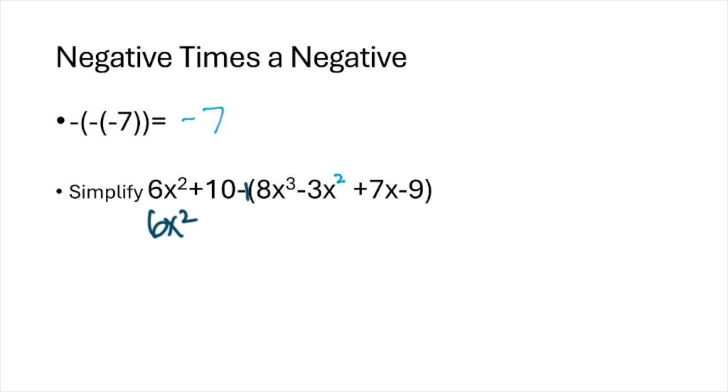All right, so you're going to bring your 6x squared down. Bring your plus 10 down. Gentlemen, are you ready? I want you to distribute that -1 to all of them. Then I want you to combine like terms. On your marks, get set, go. Distribute that -1 to them all. That is a -3x squared, yes.